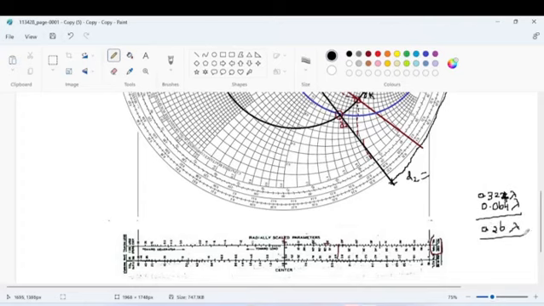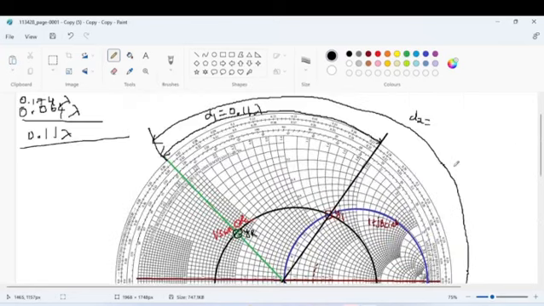0.26 lambda will be your d2. I hope you know the meaning of it, right? So this is how we have to find out the value of d1 and d2. You need to mark from where you are marking d1, d2, everything, right?